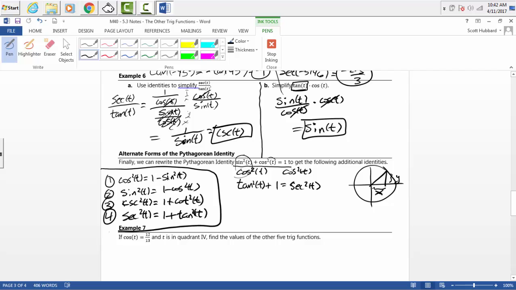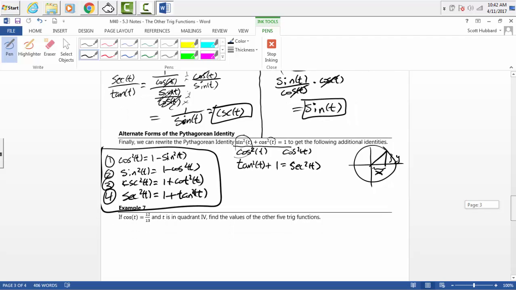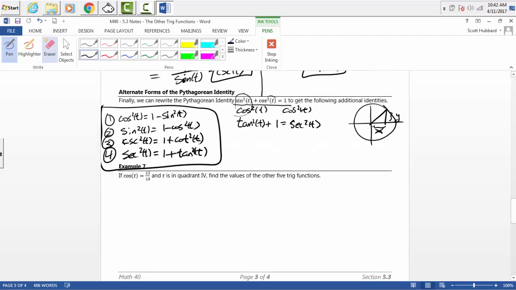Okay, so those are our 4 extra identities that we can get from the Pythagorean identity. Now the good news is that we don't really have to memorize these 4 new ones, because if we know that first one, the Pythagorean identity, we can get all the rest of them.